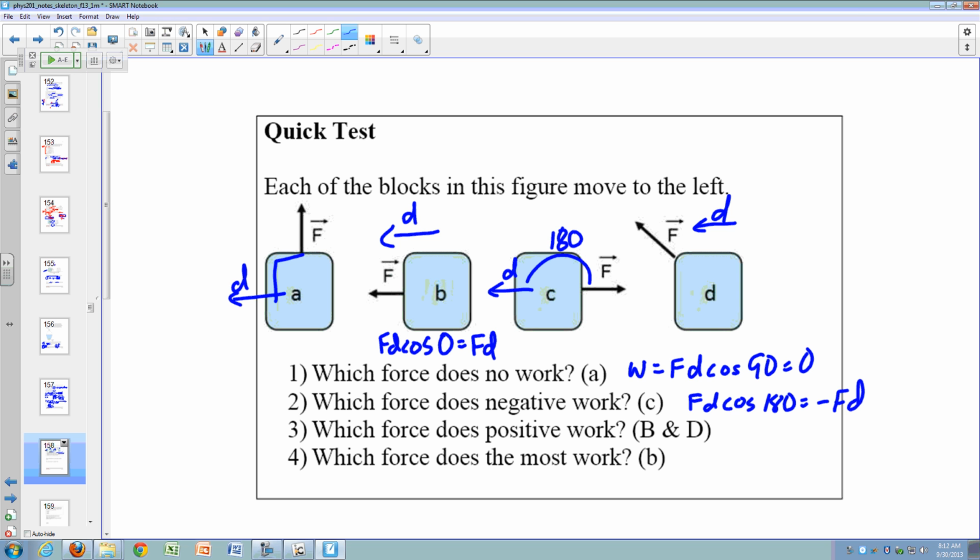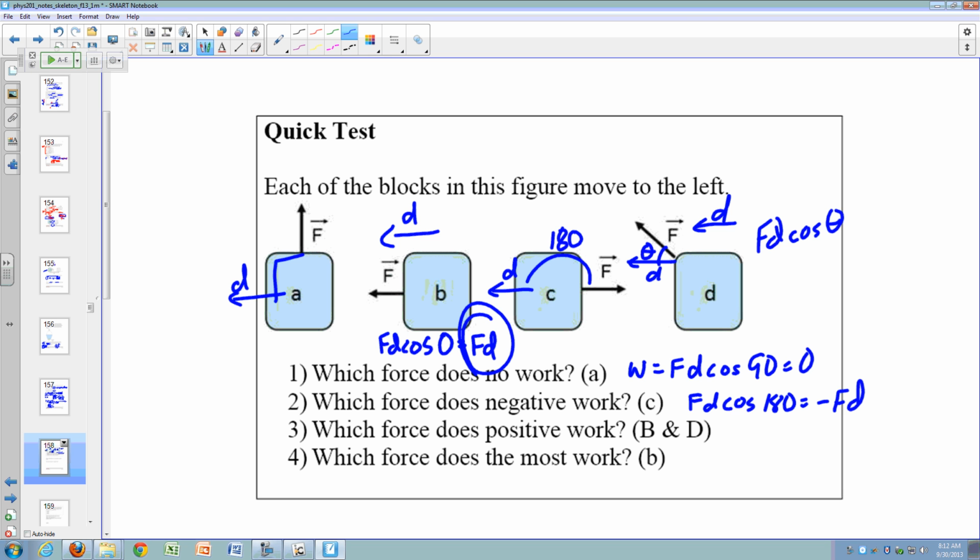Over here, if this is my displacement, this is my angle, it's going to be FD cosine theta, but that's a positive value, because that angle is less than 90. And then the force that does the most work is this force, because the cosine of theta is 1, and that's its maximum value.